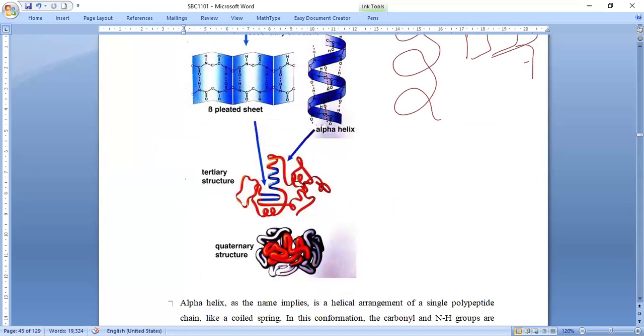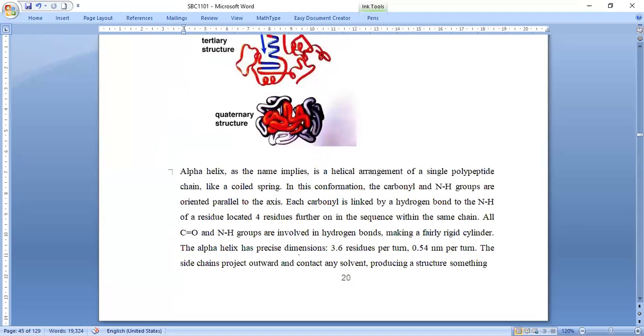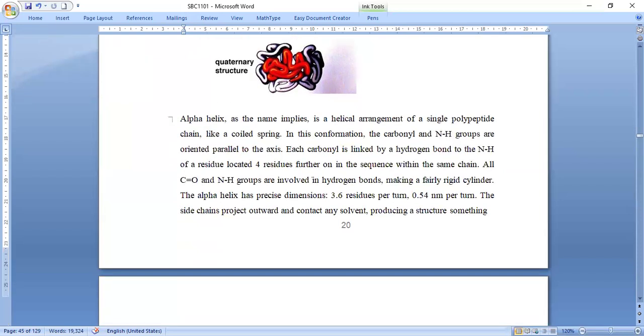And here we can also observe the tertiary structures, which are mainly formed by different types of interactions. The quaternary structure is mainly formed by the combining of units. In the alpha helix conformation, the helical arrangement of the polypeptide chain forms a coiled spring. The carbonyl and N-H groups are oriented parallel to the axis, forming the alpha helical structure. It has dimensions of 3.6 residues per turn, with 0.4 nanometers per turn.